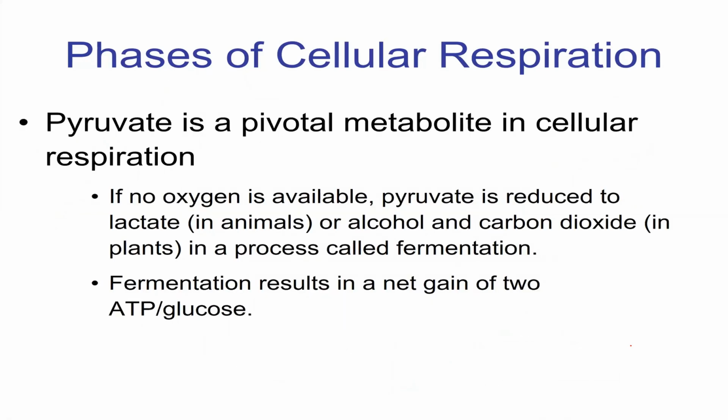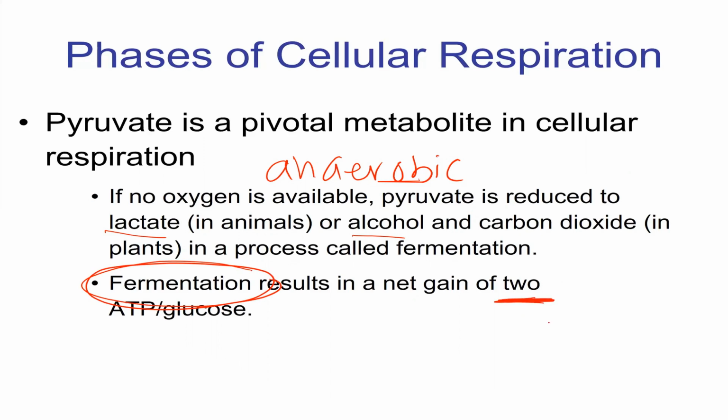Pyruvate is a pivotal metabolite in cellular respiration. So if no oxygen is available, that would mean that we have anaerobic conditions like I talked about a little bit earlier. We're going to get another product called lactate or alcohol through a process called fermentation. I will discuss that as well, but just know that in fermentation, we only get 2 ATP versus the whole process of cellular respiration where we get around 38 ATP. So it is not efficient, but sometimes this is all that cells have to deal with. So they're going to make ATP regardless. And there are some consequences of that that we will discuss.